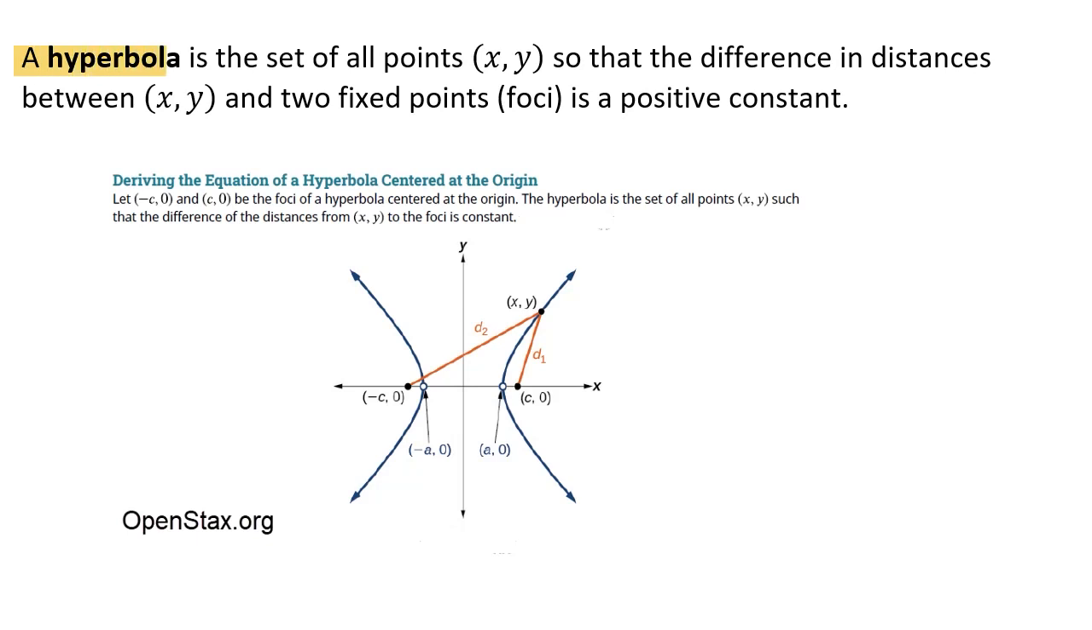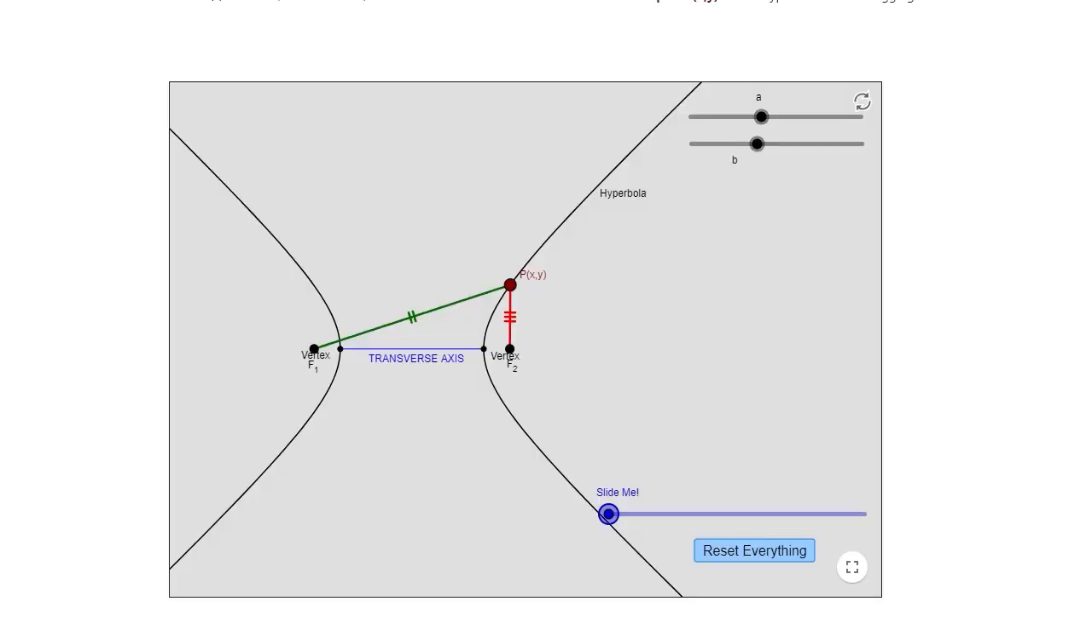A hyperbola is the set of all points xy so that the difference in distances between the xy point and two fixed points, called foci, is a positive constant. So notice what happens as I move my point here.